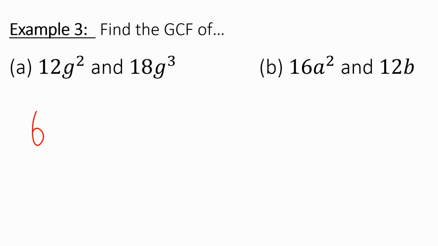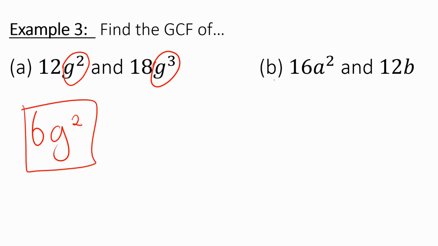Now let's look at the variables. So they both have g's. And the biggest number that I see between the two is the 2. So it's going to be g squared. And that's it. Now let's look at the next one. So I'm looking at my coefficients. I have 16 and I have 12. Okay, between 16 and 12, can't be 12. That doesn't go into 16. But it could be 4. I think that's as big as I can get. So it's going to be 4.